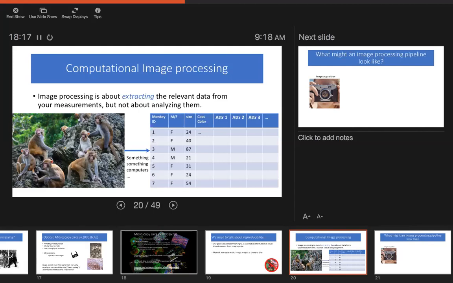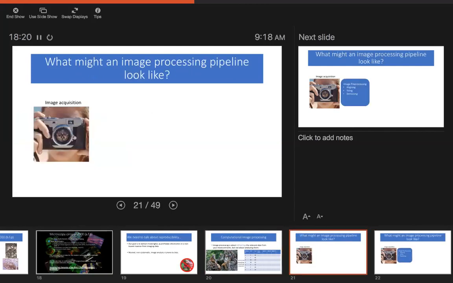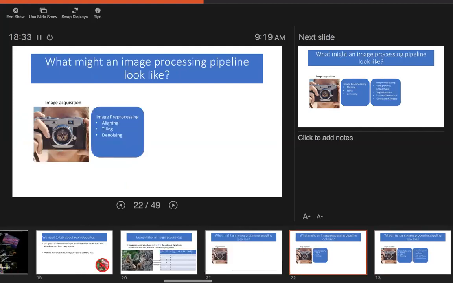Okay, so what might an image processing pipeline actually look like in practice? So we start by image acquisition, either by camera or by microscope or by telescope or by whatever means you want to acquire your image. We're going to do some pre-processing. So often we need to align our image. Sometimes our field of view is limited, so we need to tile multiple fields of view into one larger image. Sometimes our image is noisy, so we have some noise kind of destroying our signal. So we want sometimes to denoise or remove some speckles and stuff like that.